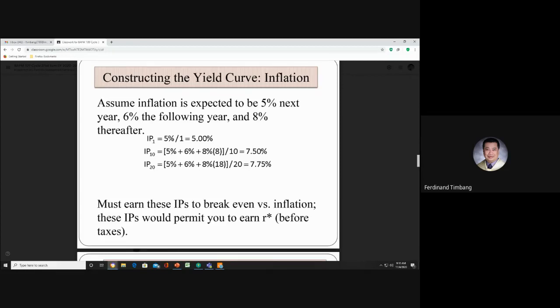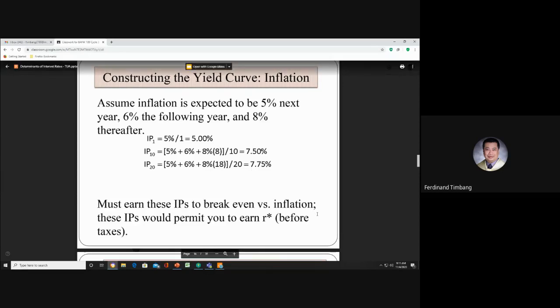The 5% in the first year, 6% in the second year, then 8% times 18, then divided by 20. So the average inflation rate over 20 years is 7.75%. Okay, so you must earn the IP to break even versus inflation. So these IPs will permit you to earn R-star before taxes.